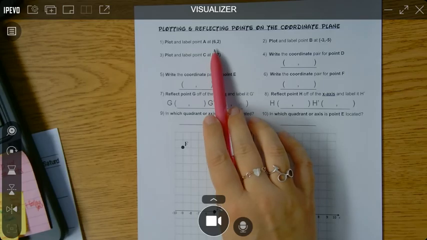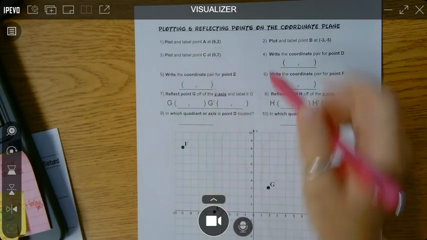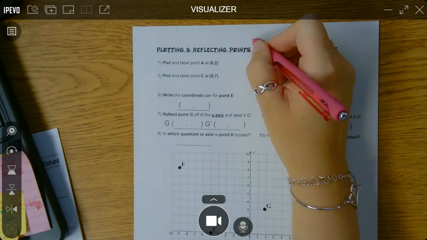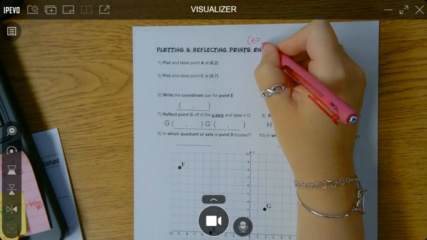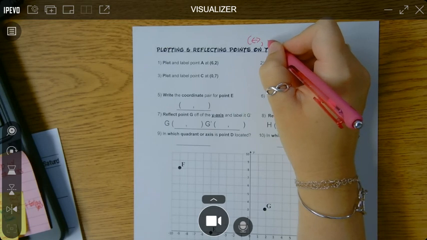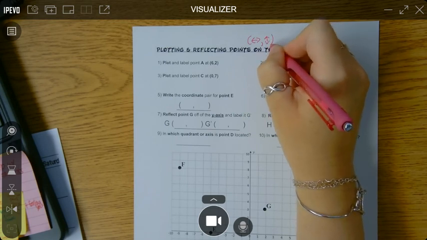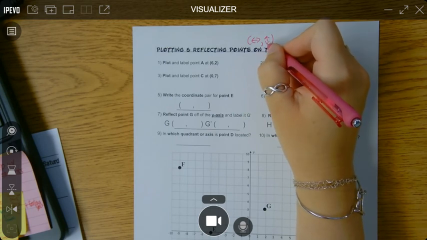So that first number tells us which direction. Yes, the first number tells us if we go right or left. So right is positive, left is negative. The second number tells us if we go up or down. So up is positive and down is negative.